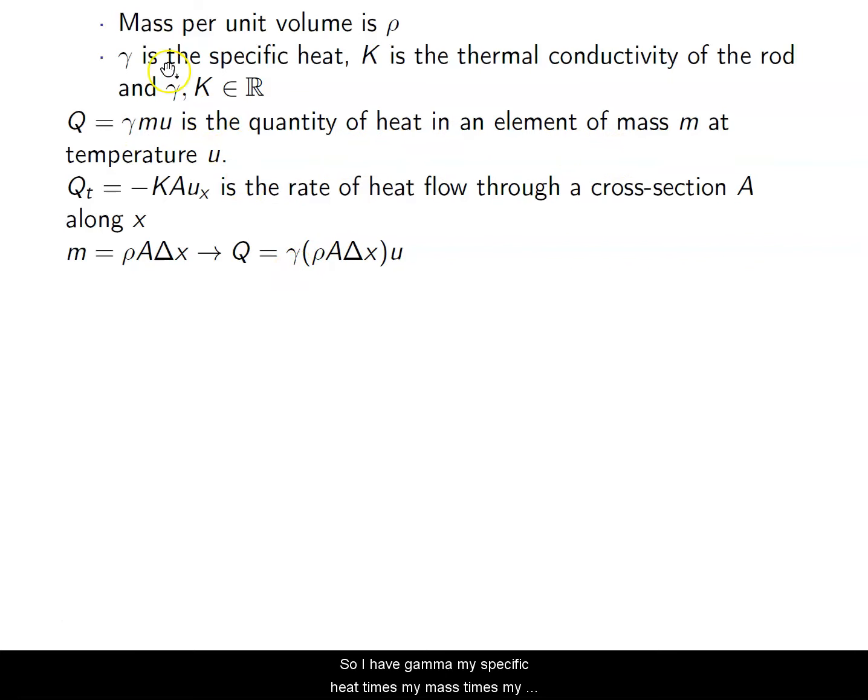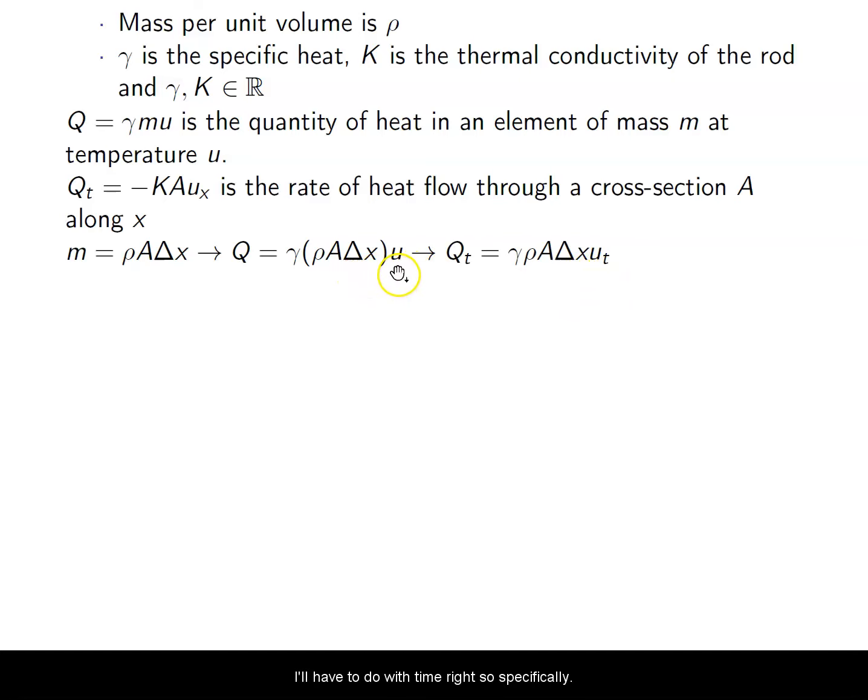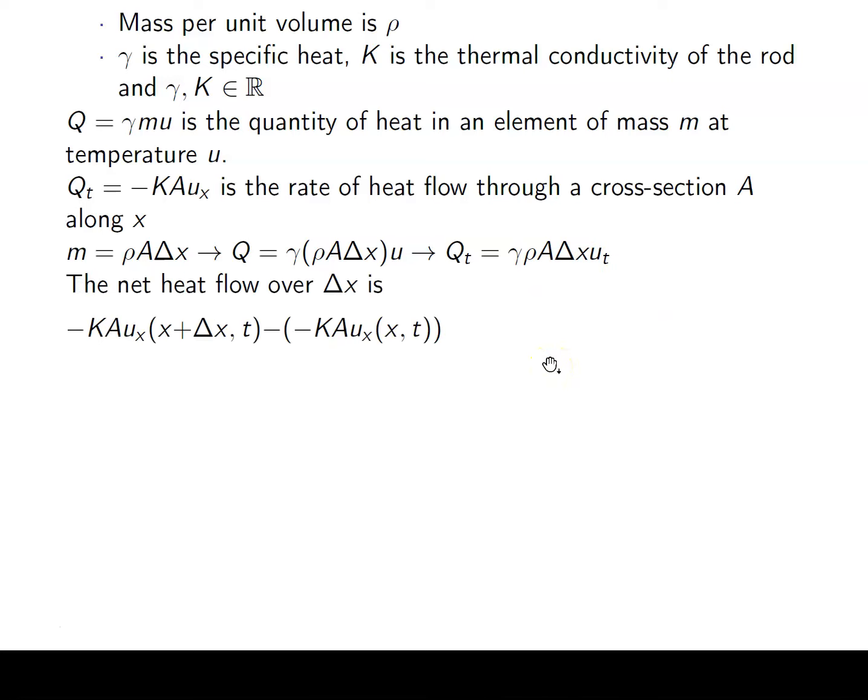So I have gamma, my specific heat, times my mass, times my value of U. Now if I take the derivative with respect to T, again, delta X and U are those things that have to do with time, right? Specifically U. X is an independent variable, U is a function of X and T, so X just depends on X, U depends on both, right?